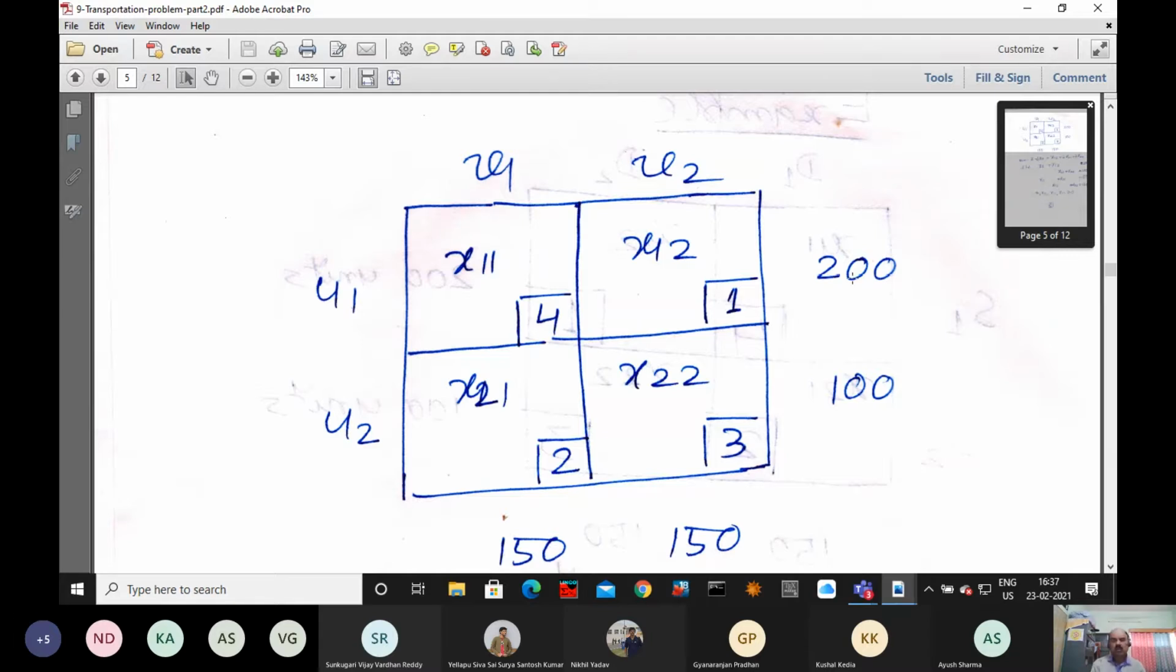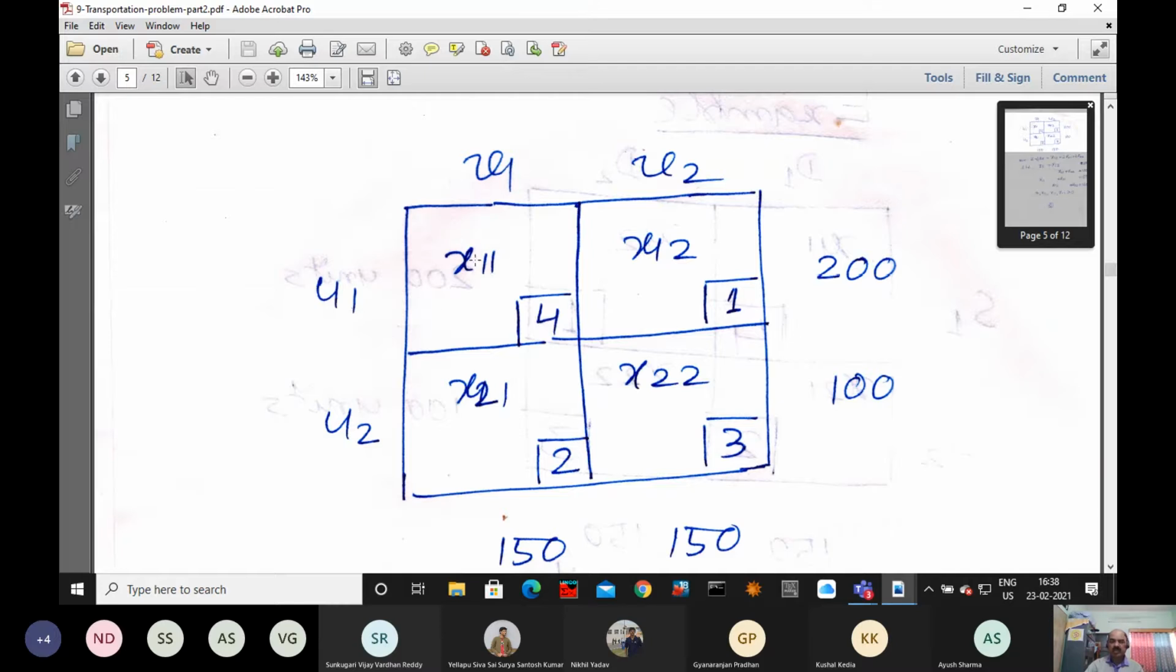Now, the northwest corner rule says we have to select the northwest corner. The top one is north, the bottom one is south, the right hand side is east and the left is west. So the northwest corner means the first cell, where X11 is. We have to try to set this value, how much is possible.